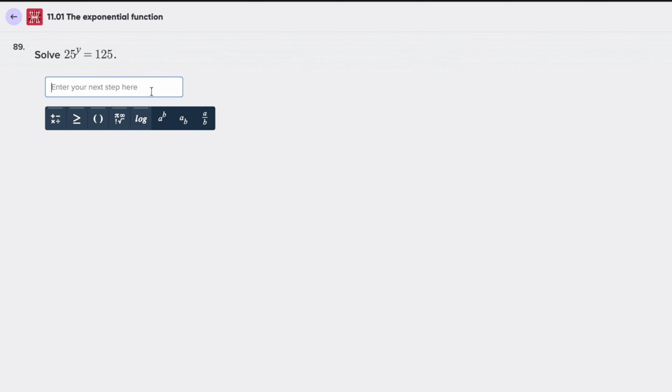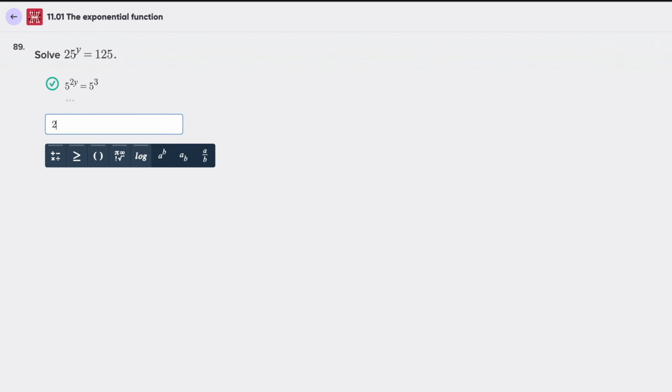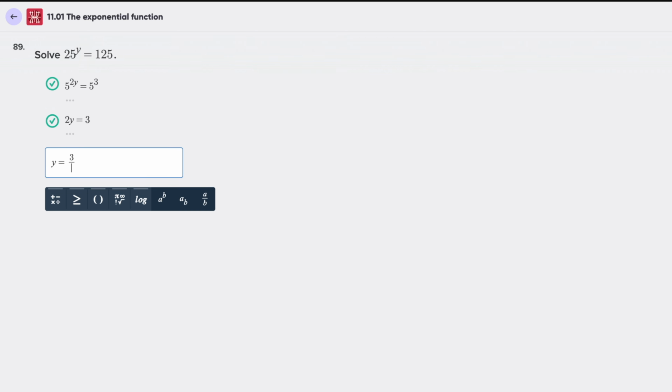Right, 25 to the power of y is equal to 125. So what we do is we just rewrite the bases. So 25 to the power of y is the same as 5 to the power of 2y, and 125 is the same as 5 cubed. And so now we get a new equation: 2y is equal to 3. Y is therefore equal to 3 over 2.